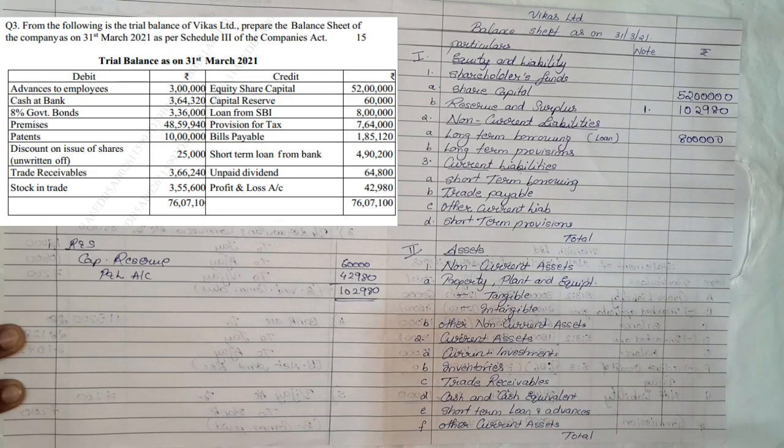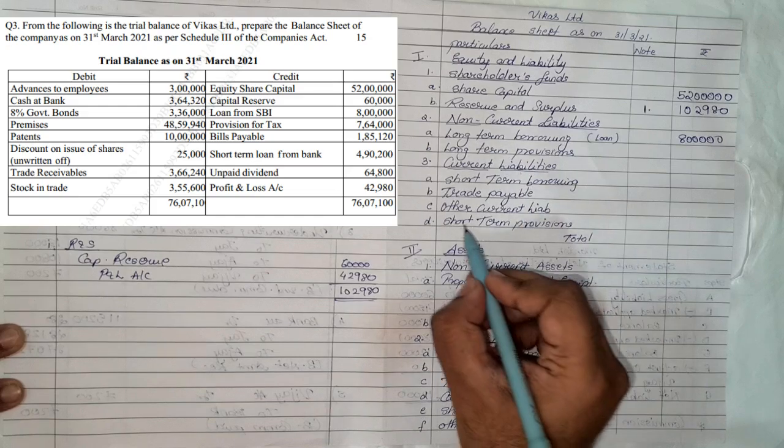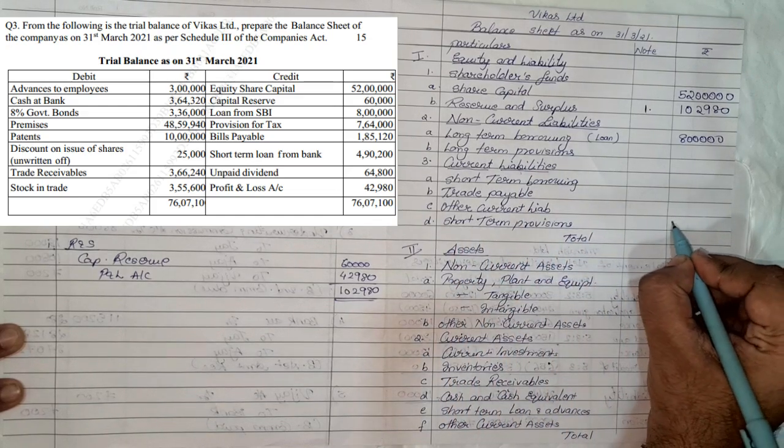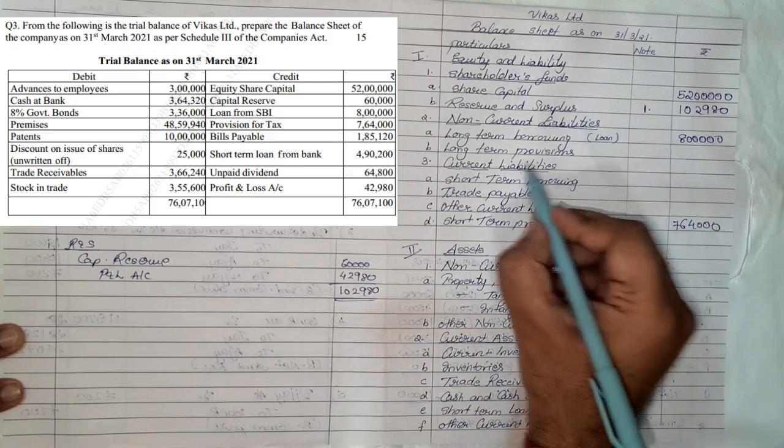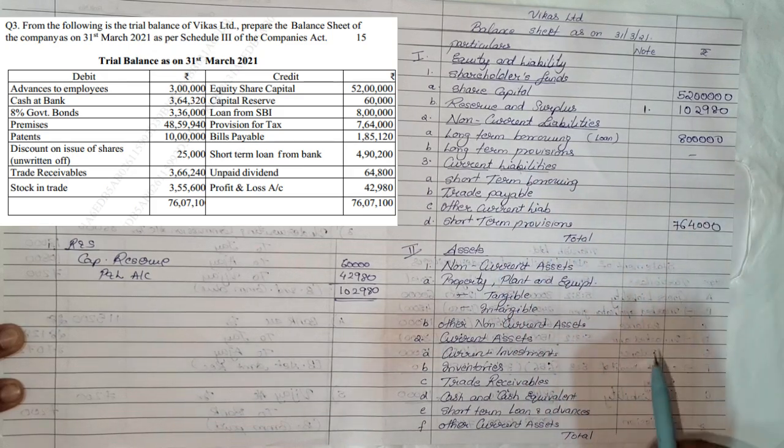Okay, next is long-term provisions. So let us check if there are any long-term provision given in the question. Okay, provision for tax is given in the question. A provision for tax does not come under long-term provision, but it comes under short-term provision. So I'll write it out directly here, 7,64,000. Okay, so there is no long-term provision in the question, nil.